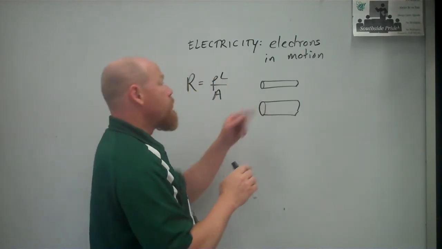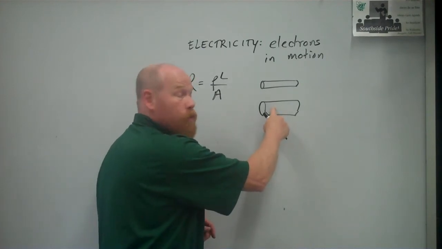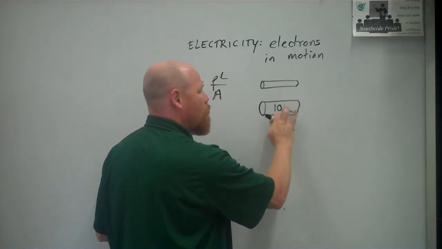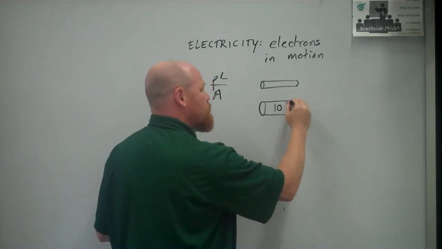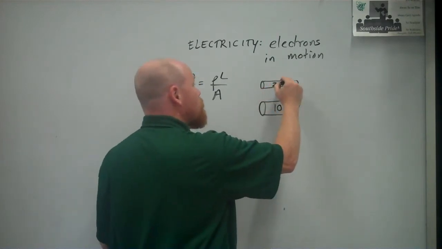But anyway, if you're an electron and you're trying to get through here, isn't this one easier to go through? So if this one's 10 ohms, that's a bad ohm. If this is 10 ohms, then this one might be 20 ohms.